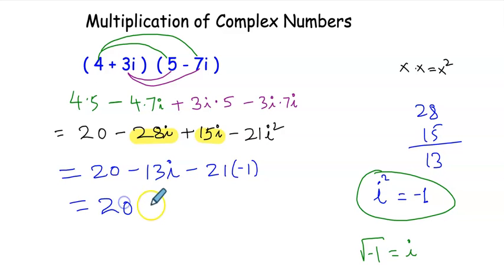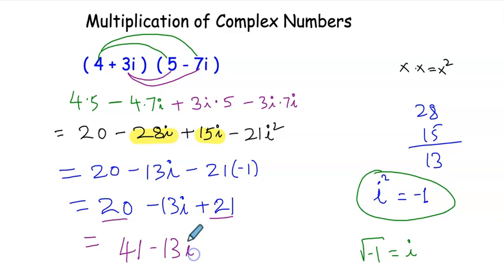So in my next step, 20 minus 13i, this is a negative of negative, gives you a positive. 21 times 1 is 21 only. So just the sign changed. Negative 21 became positive 21. And in my last step, let me add the real parts, 20 and 21. 20 plus 21, you'll get 41 minus 13i. And it is again a complex number. The product of these two complex numbers is giving you another complex number, right?